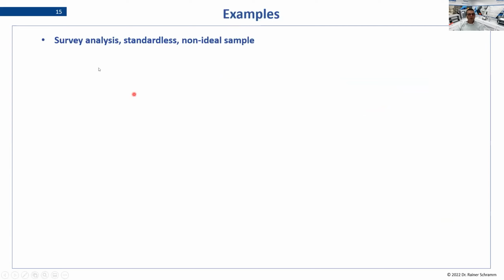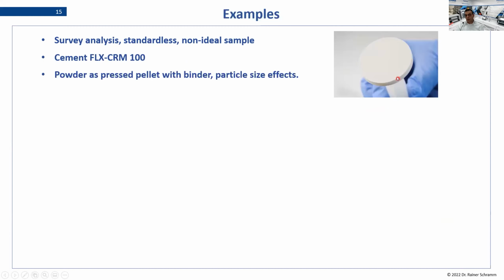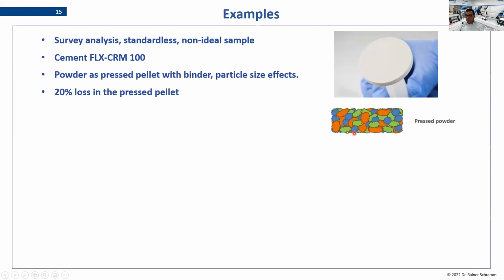But what happens if we use such a standardless calibration approach for a non-ideal sample? And this would be, for example, a cement prepared as pressed pellet. Remember, pressed pellet, we said we have a lot of particles, there is scattering inside, and we lose information. And in this special case, if you just analyze this pressed pellet, you will get a sum concentration of all elements in the range of 80%. So 20% of information is just lost.